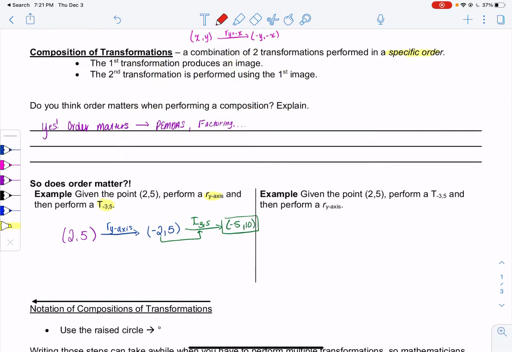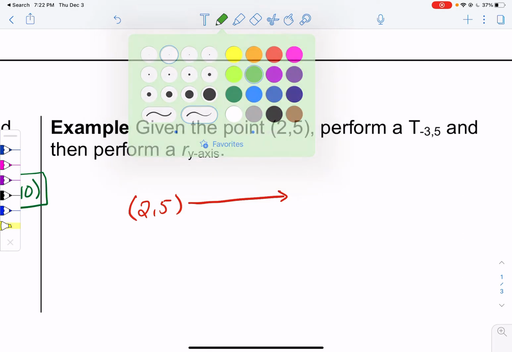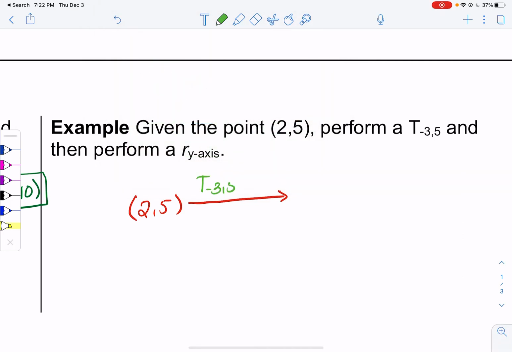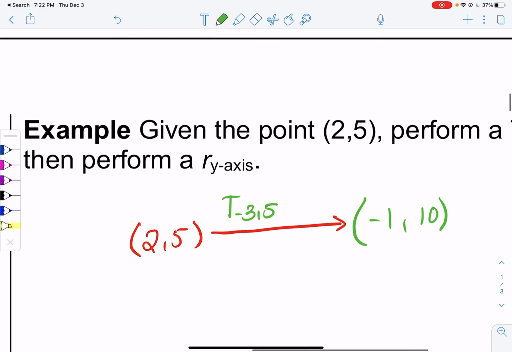Now we're going to do the exact same question, but this time we're going to do our translation first and then our reflection last, because we want to see if order actually matters. So again, I start with the point (2, 5). I'm going to do my translation of (-3, 5). I have to ask myself what 2 minus 3 is. Well, 2 minus 3 is negative 1. And then 5 plus 5 is 10. So my y value stays the same, which is cool. At least I think it is.